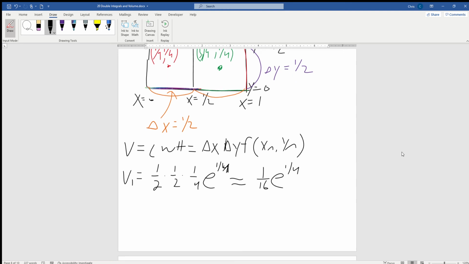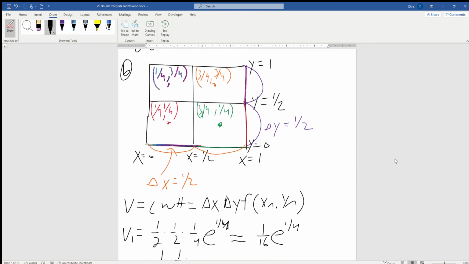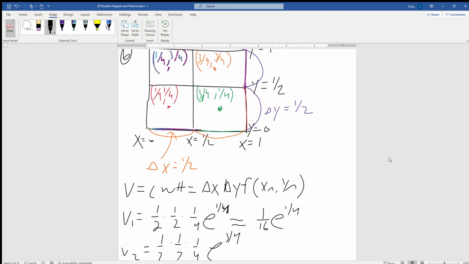V2 is going to be a half times a half times y, which is a quarter still, and then the e is going to change to 3/4. Notice that this was what we used for V1, and this is what we used for V2.